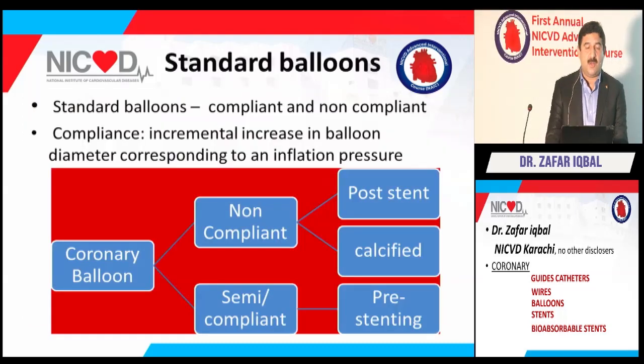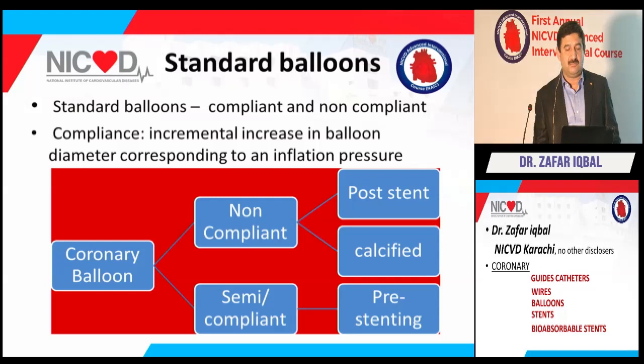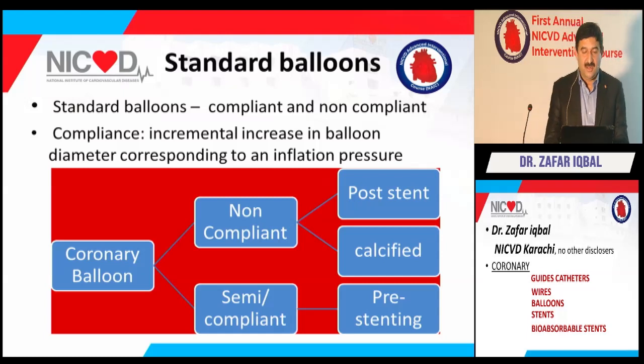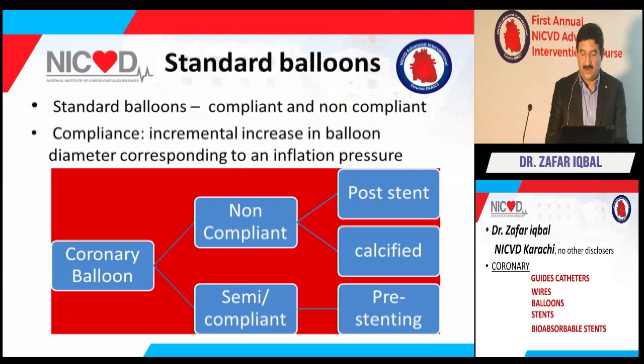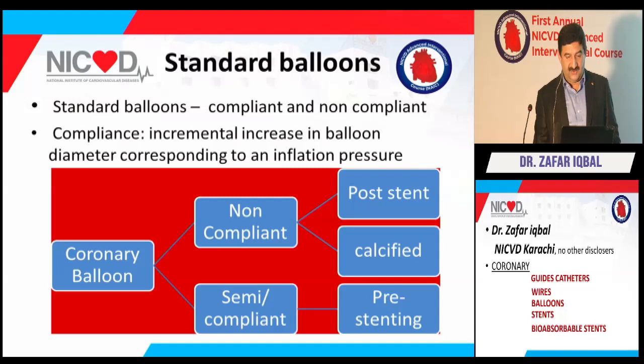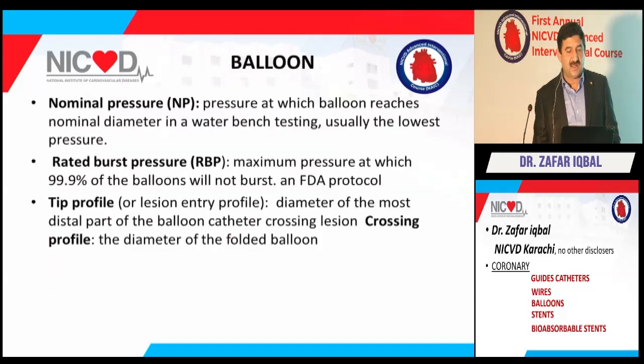Standard balloons, which we use in our common practice, are mainly compliant and non-compliant. The term compliant, we hear this term quite a lot. That is an incremental increase in the balloon diameter corresponding to an inflation pressure, by the volume that the catheter has. Non-compliant balloons are mostly used in post-stent dilatation or for breaking calcified plaque in patients with CTOs or just calcification. And semi-compliant balloons are used for preparing the bed before implanting the stent.